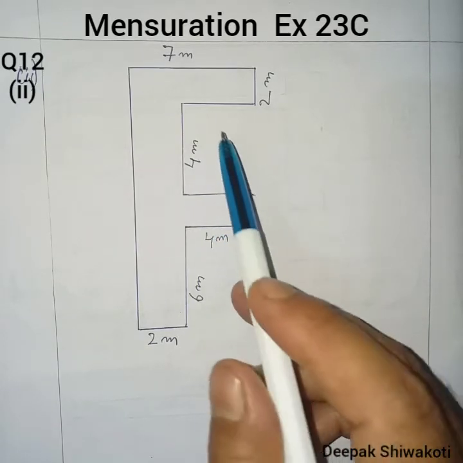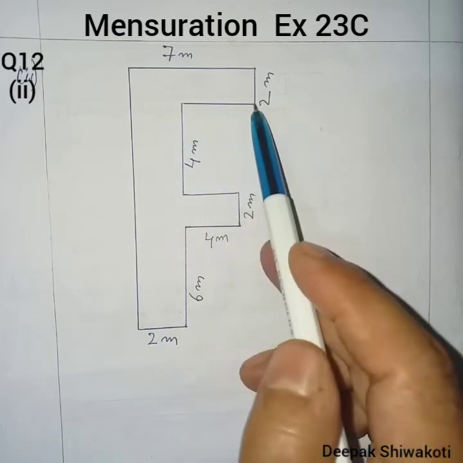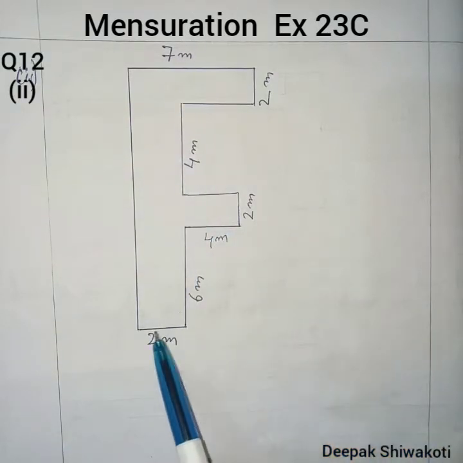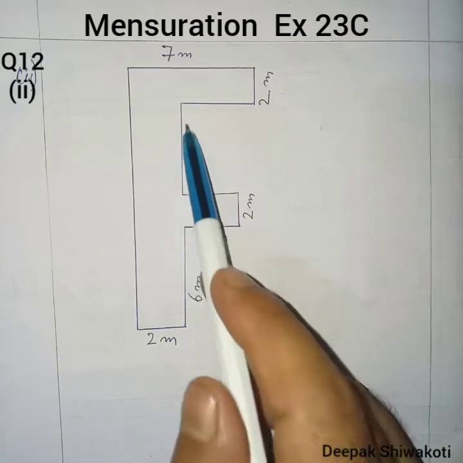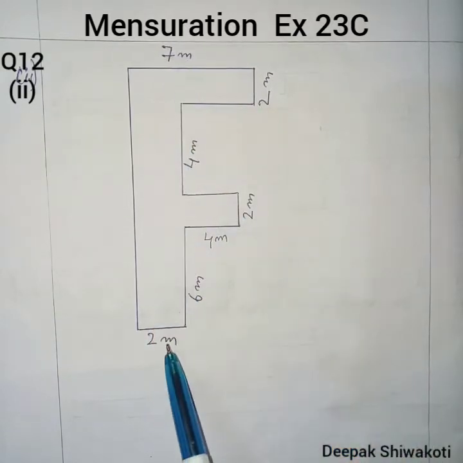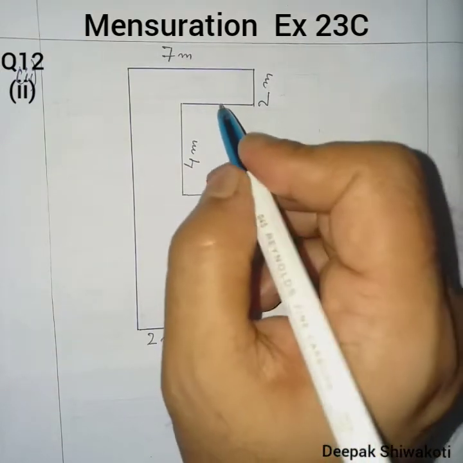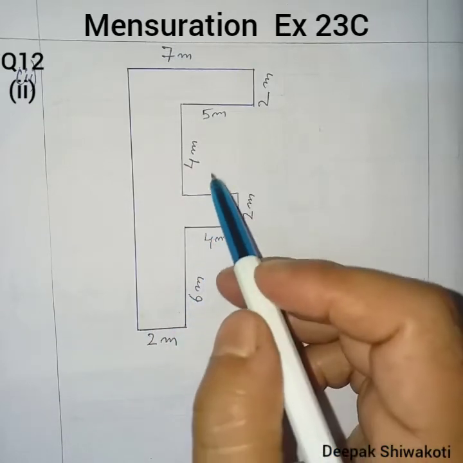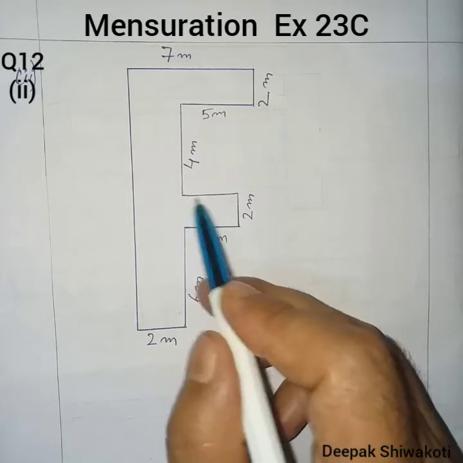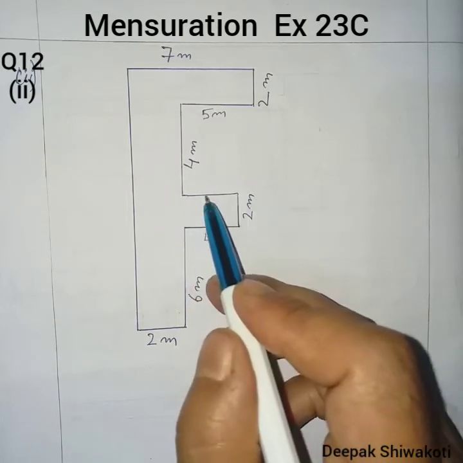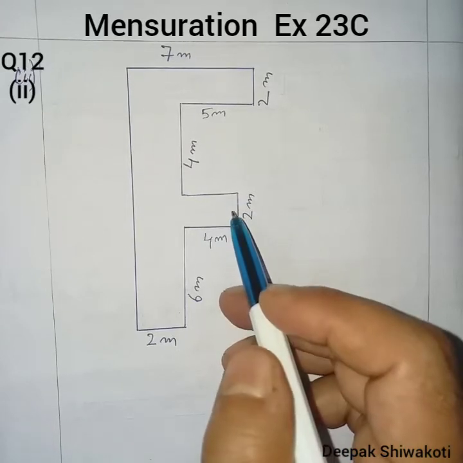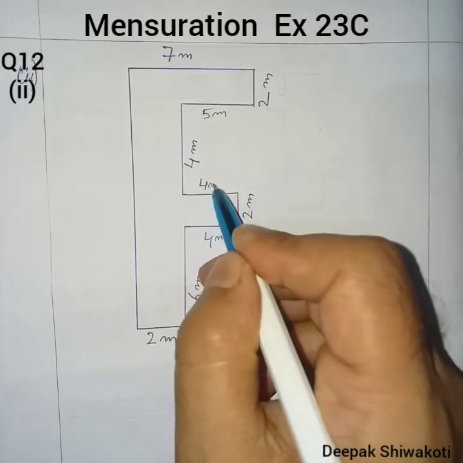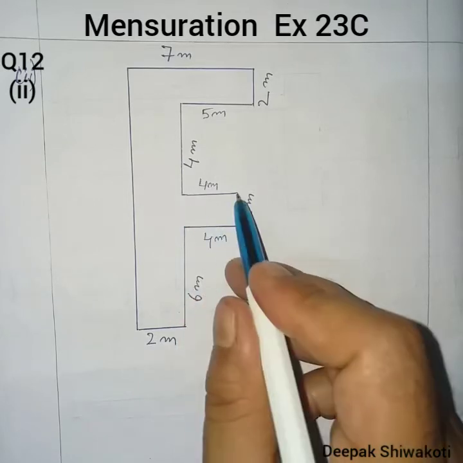So first of all, let us find the missing parts. From here to here, how much? The total is 7, and if you see here, from here to here is 2 meter. That means from here to here will be this minus this, that is 7 minus 2 is 5. Here we can write 5 meter, and here is 4 meter. Now from here to here will be 4 meter. This is opposite to this, so this will be 4 meter. This line segment and this line segment are equal.